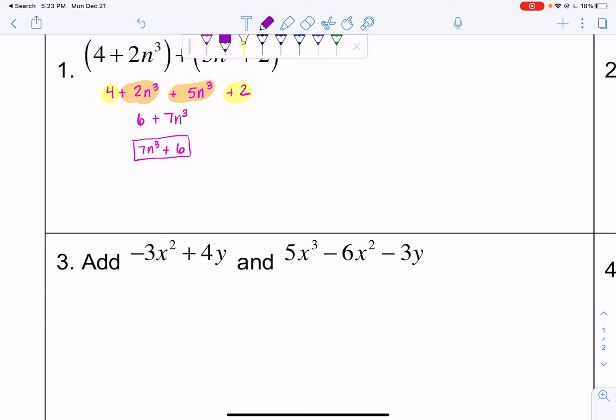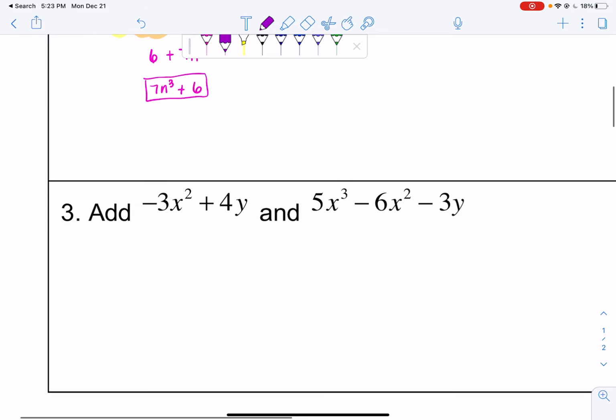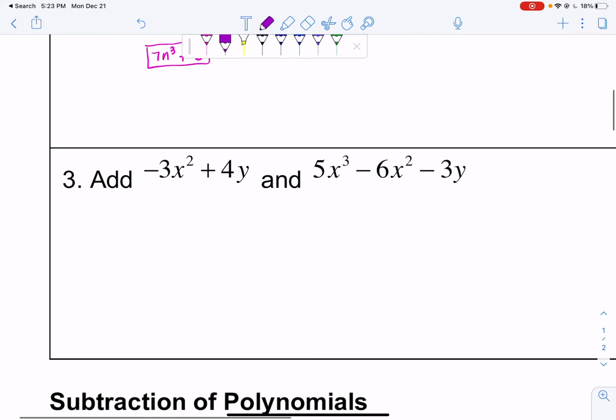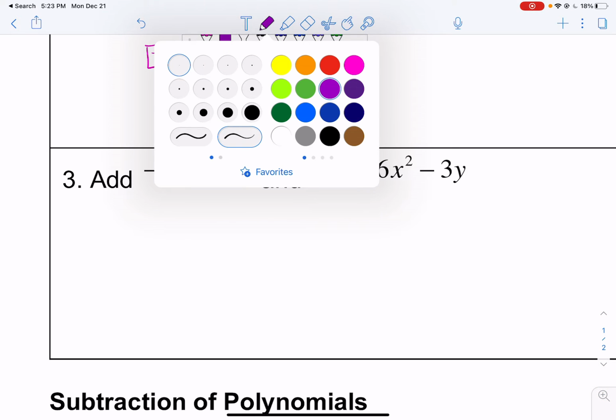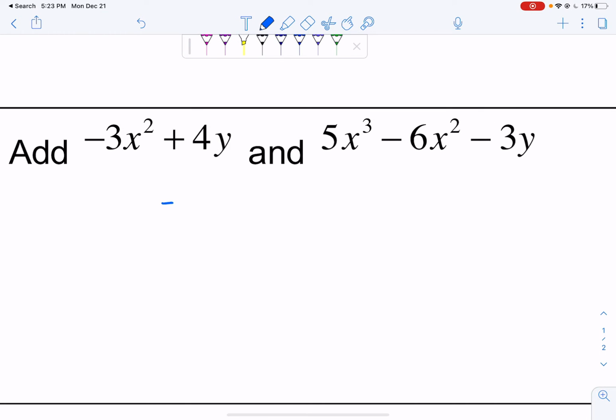Now, number 3 is a little different. There's no parentheses, but that doesn't matter because when I'm doing addition, I can just go ahead and do it. It's sort of like Nike, just do it. So I'm going to rewrite my expressions. So I have negative 3x squared plus 4y. And I want to combine it with a 5x cubed, a negative 6x squared, and a minus 3y.